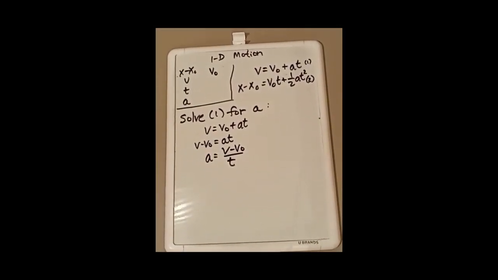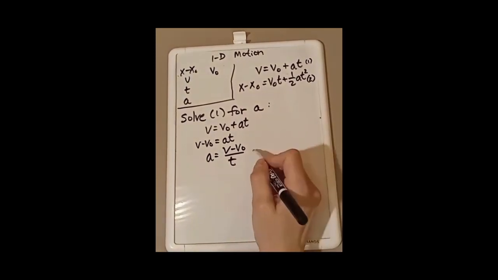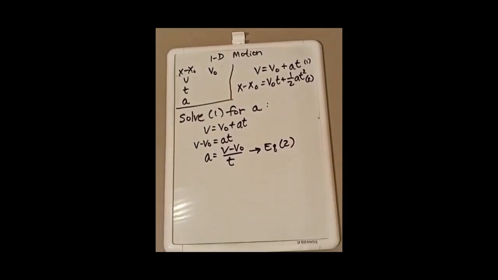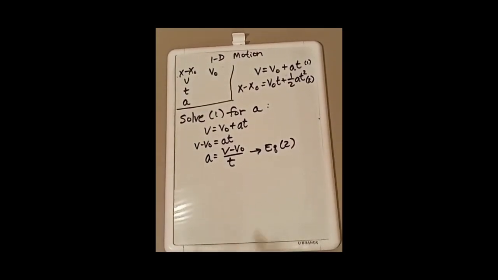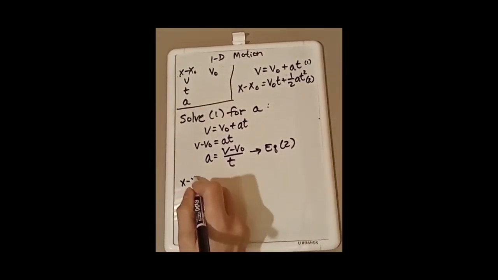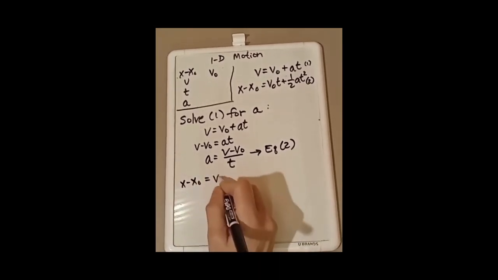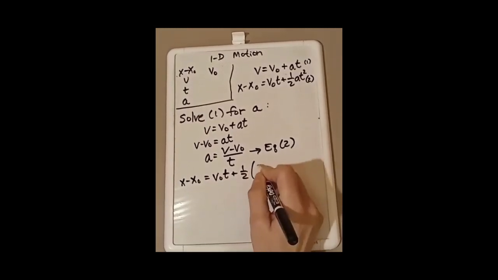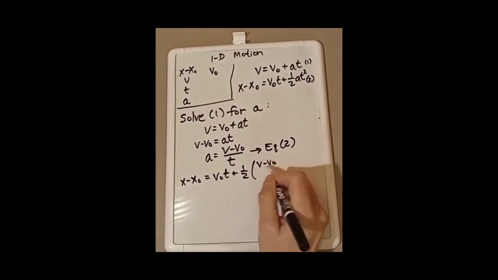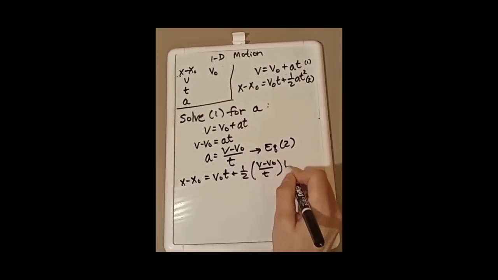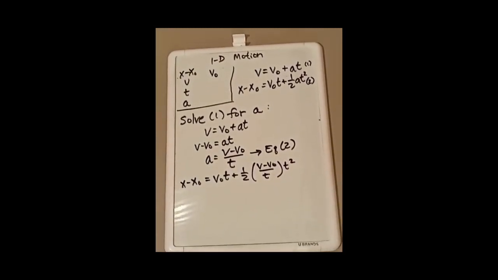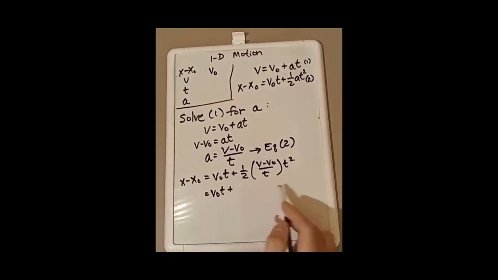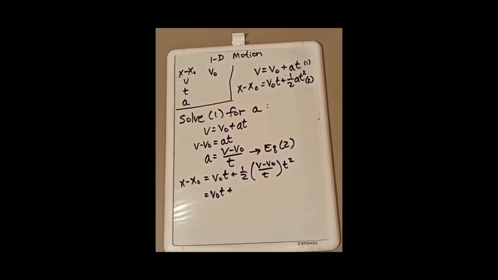And now we are going to put that into equation 2. So we have x minus x naught is equal to v naught t plus 1/2 a, which is now v minus v naught over t, times t squared. We're going to simplify this expression, v naught t with our 1/2 at squared.